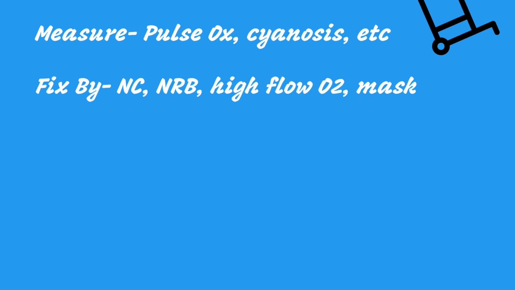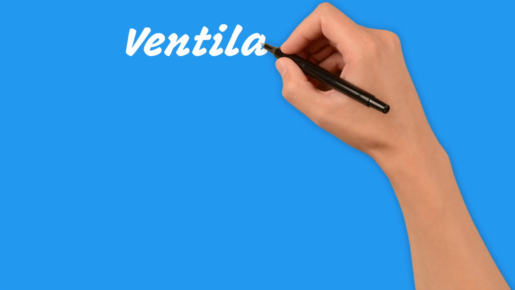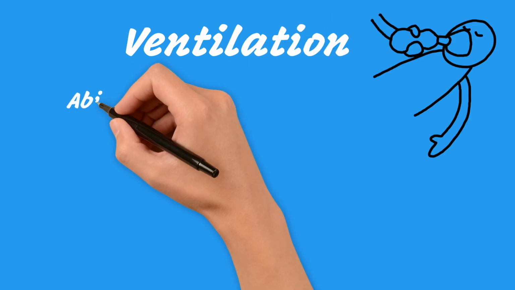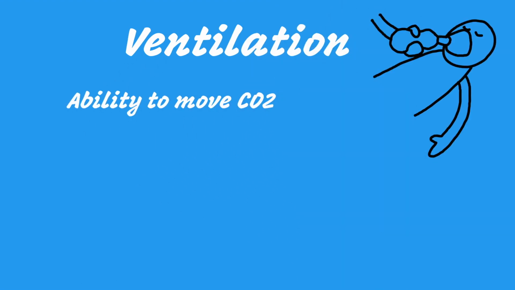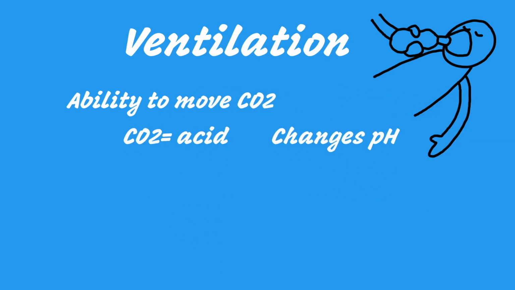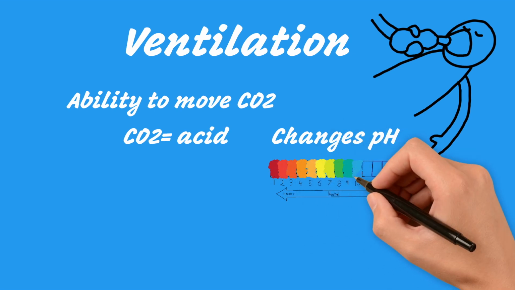Now let's talk about ventilation, the step that often gets overlooked when we focus on oxygen. Ventilation is our ability to move CO2 out of our body. Well, why is this important? Well, CO2 acts as an acid in our body, so our pH changes based off of our acid-base balance. Just remember, pH and CO2 have an inverse relationship.